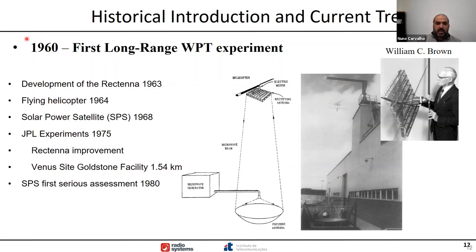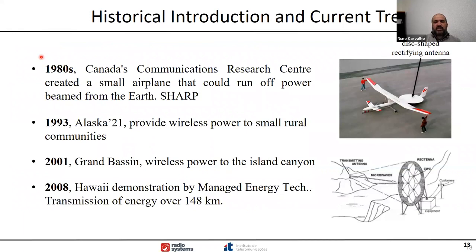So as you can see, I started by saying that we began this amazing adventure before 1600 BC, let me put it this way, and only in 1960 do we have some preliminary results that show us that this is viable. Well, after that, a lot of other activities came on. So in the 80s, the Communications Research Centre Canada created a small airplane with an antenna similar to Brown's, that you can power up and fly with.